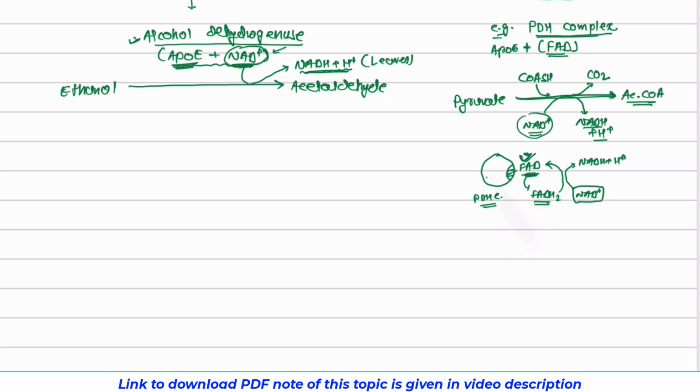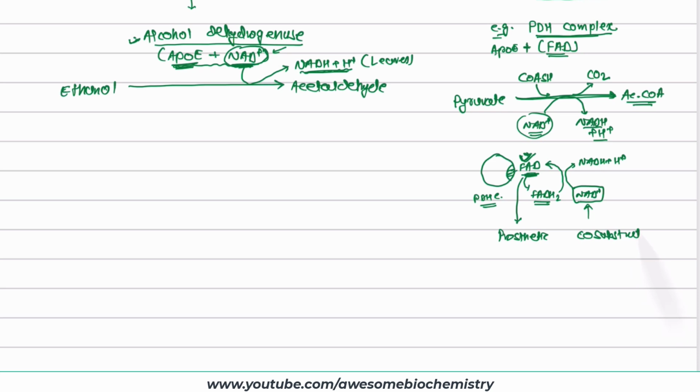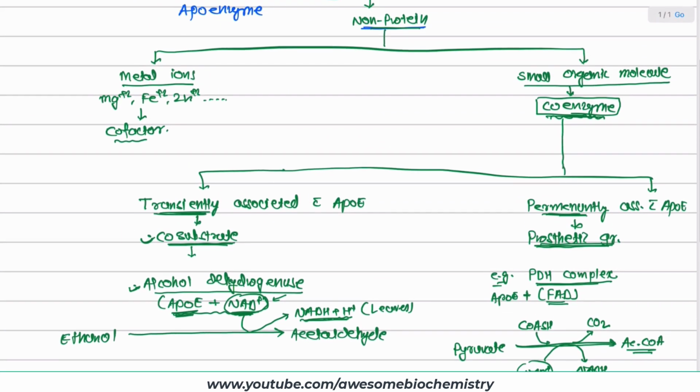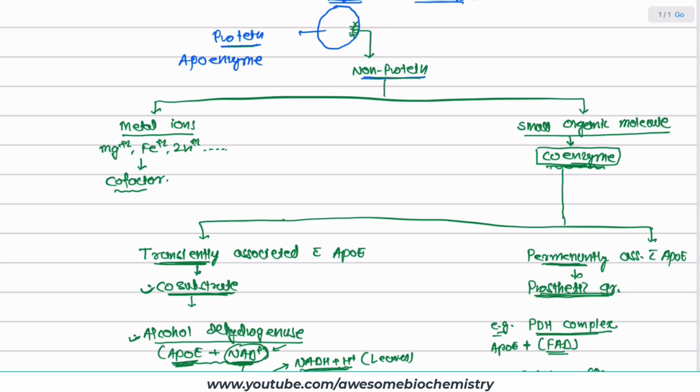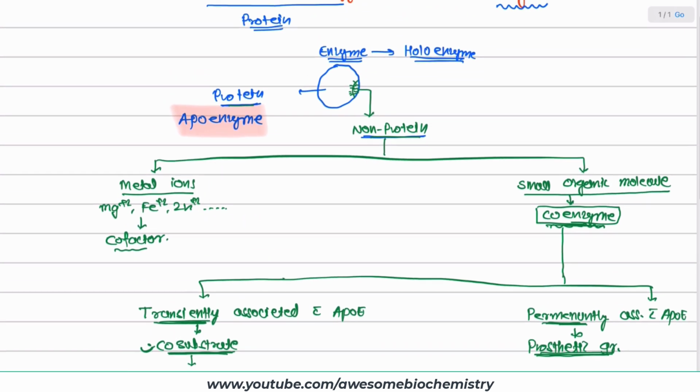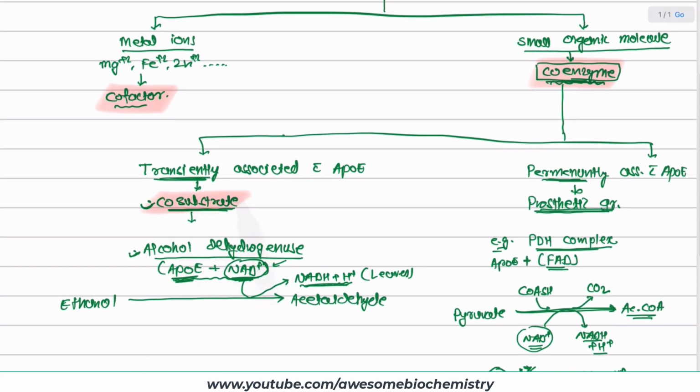So here this enzyme, the PDH complex, has two things. FAD is the prosthetic group, whereas NAD plus is a co-substrate, right? So here we have learned what an apoenzyme is, what a holoenzyme is, what a cofactor is, what a coenzyme is, what a co-substrate is, and what a prosthetic group is. I hope that from now on there will be no confusion between this terminology. If you still have any query or confusion, please write it down in the comment section below. Thank you.